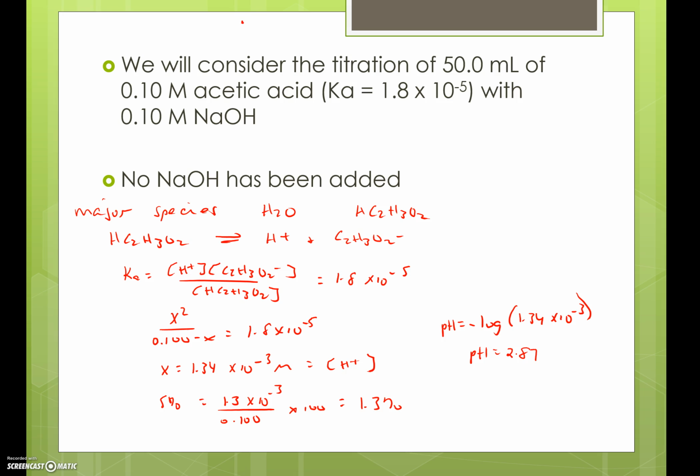So let's take a look at what we need to do. We think about what's in the solution. We've got water and acetic acid. The acetic acid dissociates partially into hydrogen ions and acetate ions. We'd write our K expression, plug in our values. When we solve for X, X will give us the hydrogen ion concentration. And when we take the negative log of that value, that gives us the pH of the solution. So initially, our acetic acid solution has a pH of 2.87.